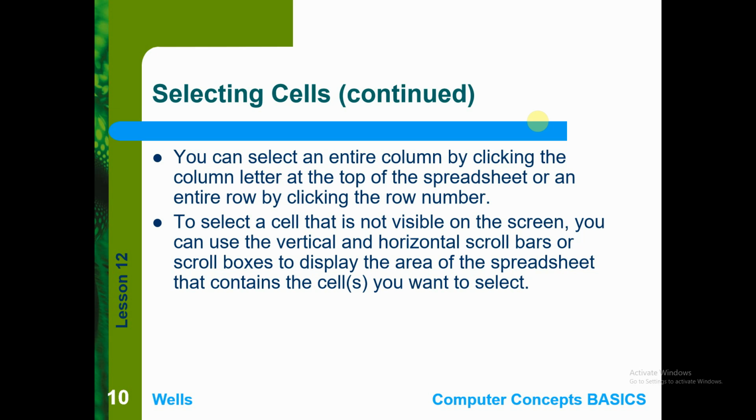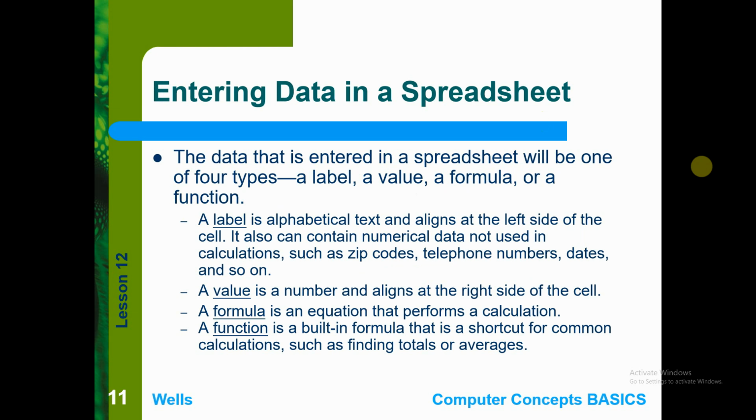Makita mo na siya, either mag-gray na siya or mag-blue, depending sa themes ng setup mo, sa selecting select option colors na set mo. So after selecting the cell, kung hindi siya visible sa screen, you can use the scroll bars naman to scroll to that area of the spreadsheet nga gusto mo select ang mga certain na cell.